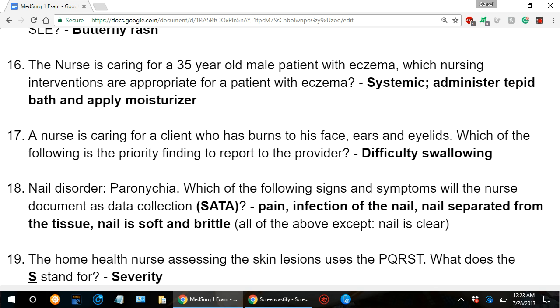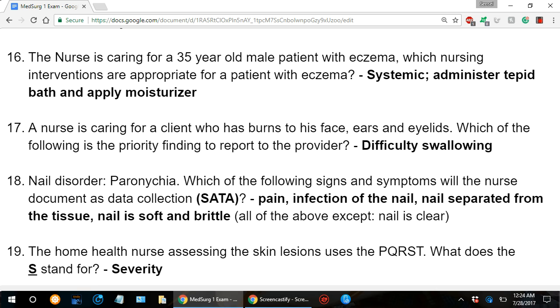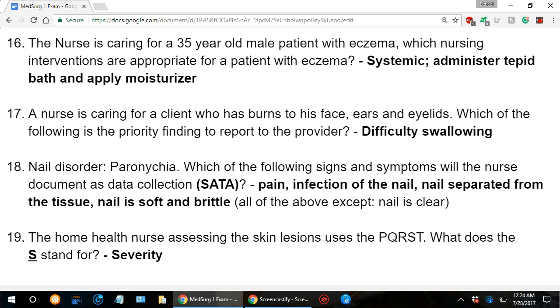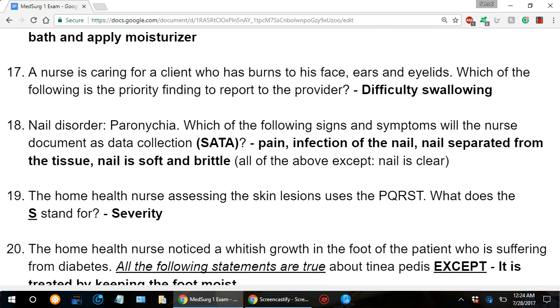A nurse is caring for a patient who has burns to his face, ears, and eyelids. Which of the following is the priority finding to report to the provider? The answer is difficulty swallowing.